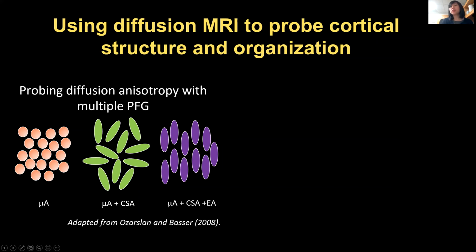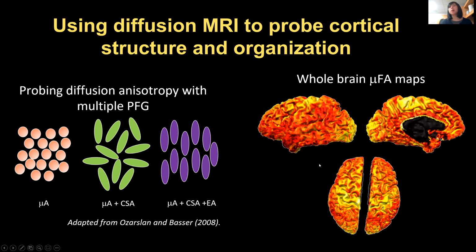So toward this goal of mapping microscopic anisotropy across the living human brain, we are performing these double diffusion encoding experiments, which are providing some insights into microscopic domains that are distinct, say in certain cortical regions here in the perirolandic cortex, as shown by these microscopic anisotropy maps rendered on this cortical surface here.